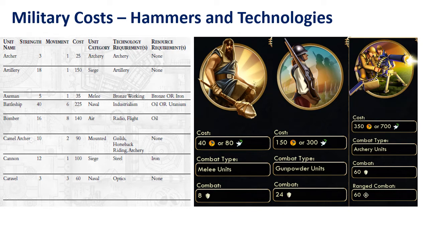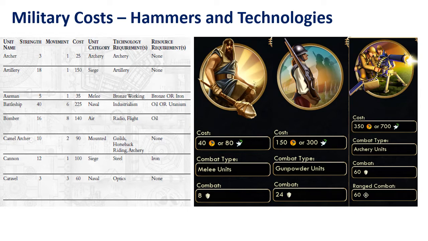So war is conducted by units, but it's not just about the units. The units have to be produced by cities using hammers and sometimes strategic resources. Most, if not all, military units in the game can be made only if the civilization has acquired the necessary technology. So, for example, in Civilization 4, as this chart from the manual suggests, archers require the civ to have discovered archery, and bombers require them to have discovered radio and flight technologies.